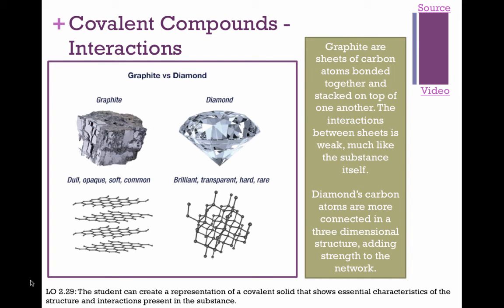Okay, covalent compounds. Graphite versus diamond. This is looking at covalent network. Notice graphite is a covalent network. Diamond, not. Well, technically diamond is a whole thing of its own. Graphite, though, exists in sheets of carbon atoms. Diamond is all intertwined in a 3-dimensional structure. This is what makes diamond so strong, so hard. That's why you cannot break diamond unless you have a lot of force.